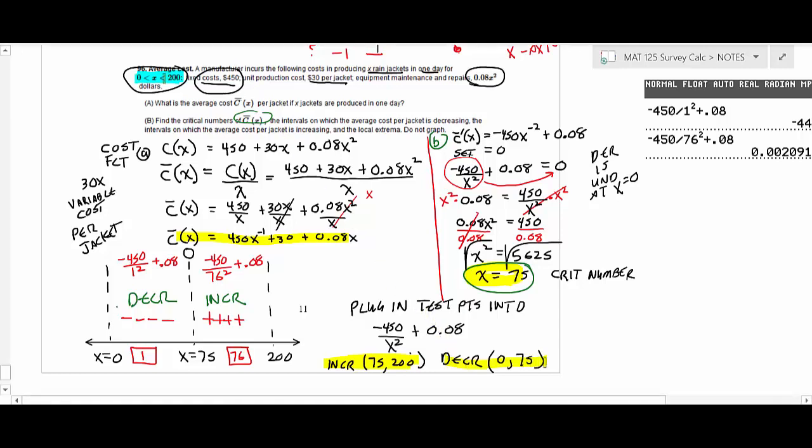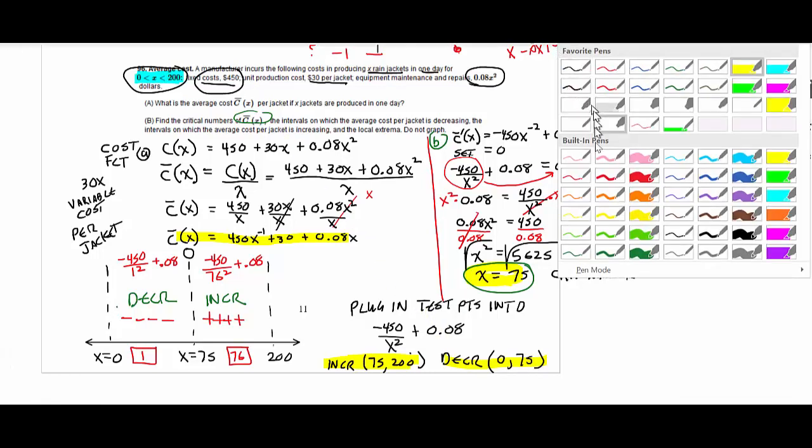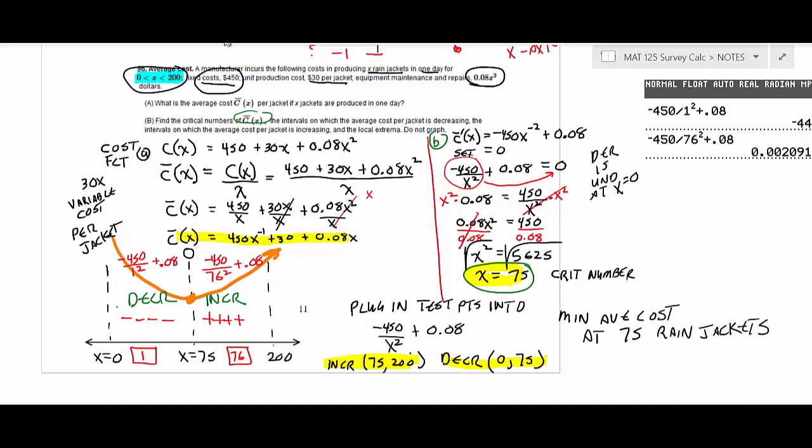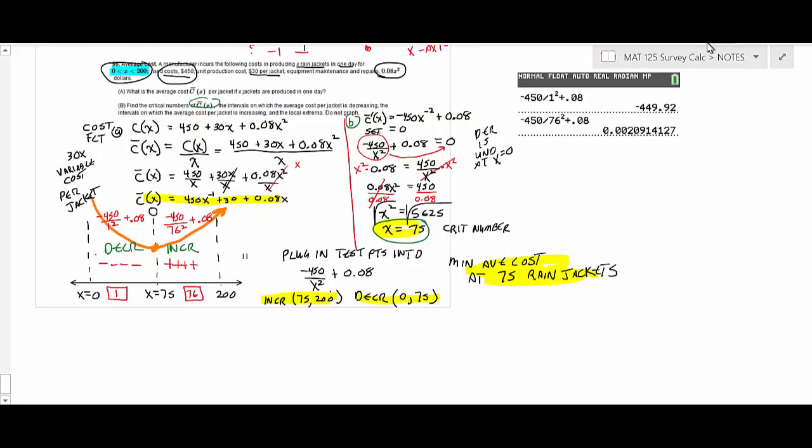Okay, so what does this tell us then? Well, roughly what this is going to tell us is the graph's going to decrease, and it's going to start increasing again. So you're going to have a minimum. So what we would also conclude is we have a minimum average cost at 75 rain jackets. Okay, that would be it. And that would be the other part of this problem that we could draw our conclusion on. Okay, that's a good problem. So that's a good application that puts all this together.